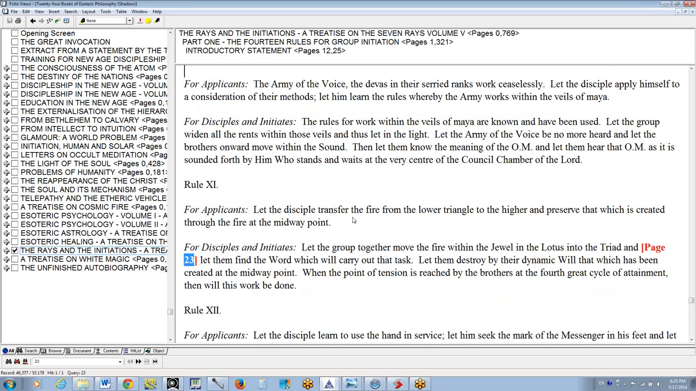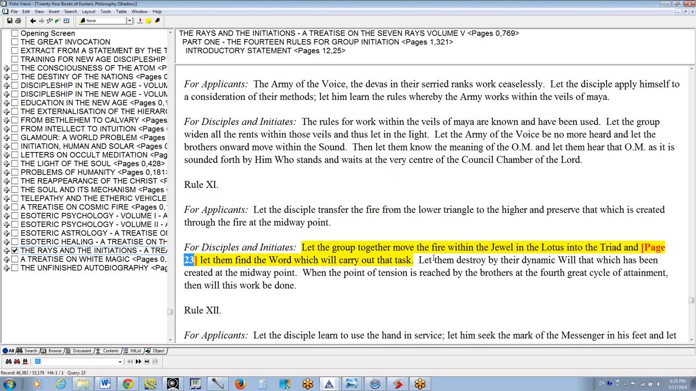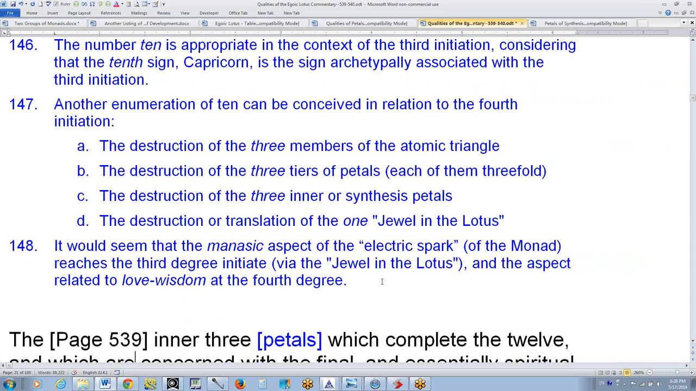okay, it's this. Let the group together move the fire within the jewel in the lotus into the triad, and let them find the word which will carry out that task. So obviously the jewel in the lotus is first going into the triad before it returns to the monad. It's all a question of time, but then not many lives are remaining, and this whole thing can be done, the fourth and fifth initiations being taken in the same life. So that's a 10, another enumeration of 10.